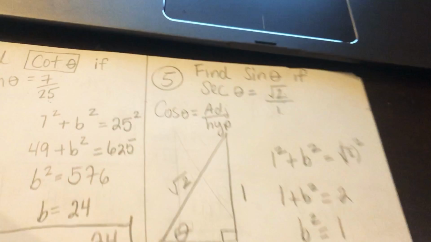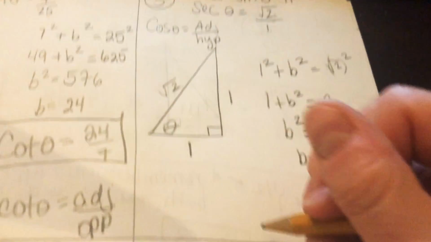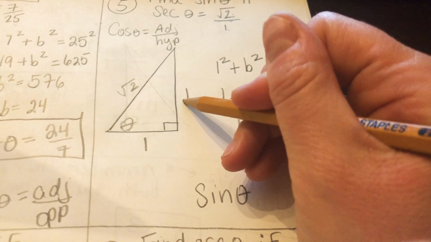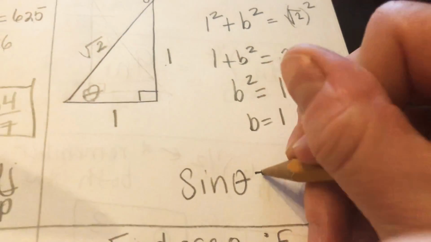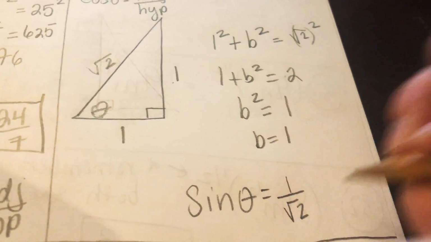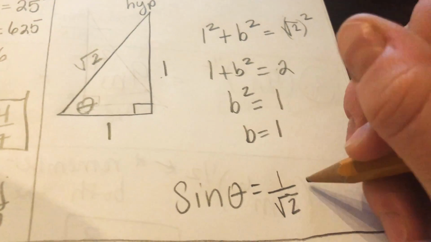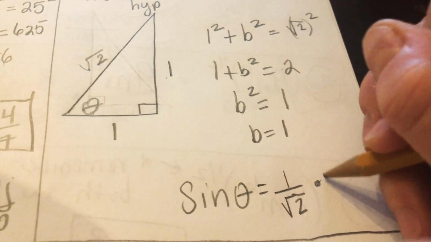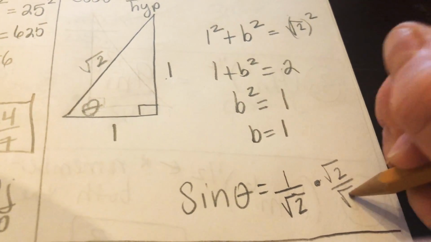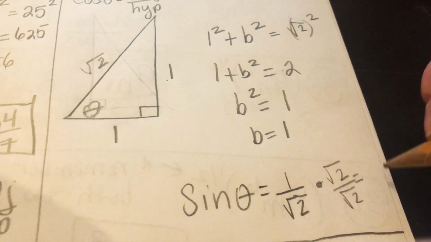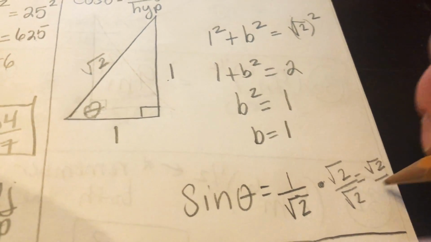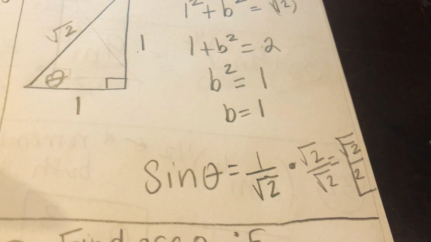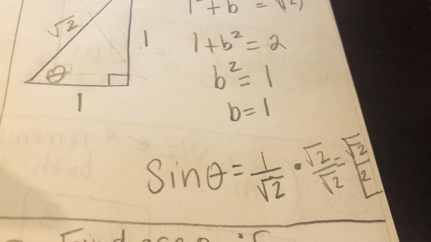Now what did I want to find? Find sine theta. The sine of theta is opposite over hypotenuse. So it's 1 over radical 2. Remember, I believe I posted a video about this. I don't want you to leave radicals in denominators. So you rationalize this by multiplying by radical 2 over radical 2. So that gives me radical 2 over 2. I'm a little smushed in there, but you get the point.